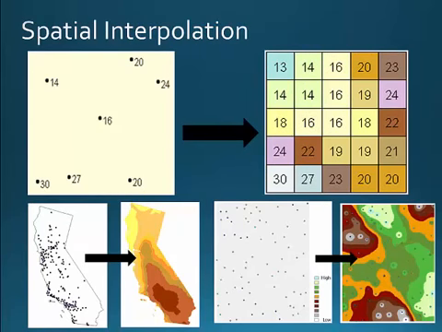When visiting every location in a study area isn't possible or is too expensive, we use spatial interpolation to predict those values in between known points. Examples here are rainfall, elevation, and concentrations.